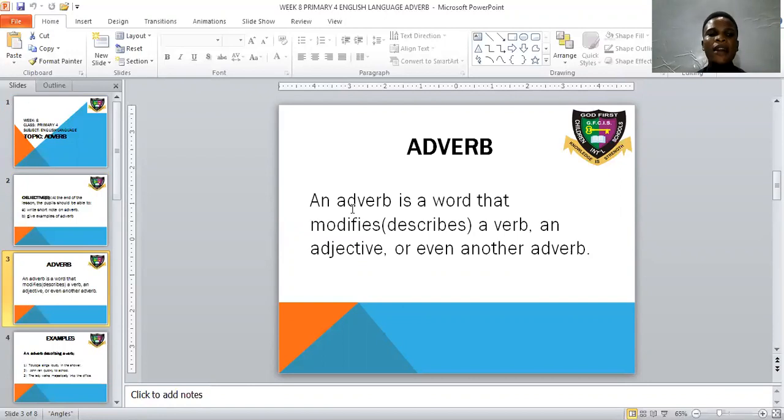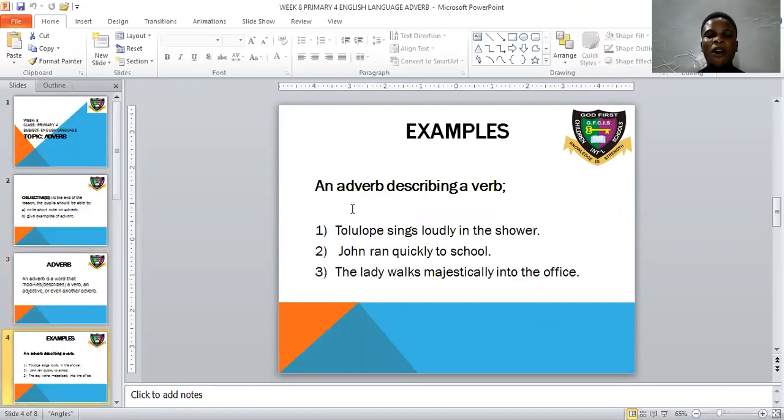Now, let's look into the examples of adverb that we have. The first set of examples is talking about an adverb describing a verb. Do not forget from the definition, we said an adverb is a word that modifies a verb, describes a verb, an adjective, or even another adverb. So the first thing on that definition is that an adverb is a word that modifies a verb.